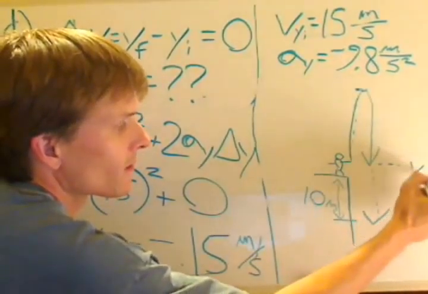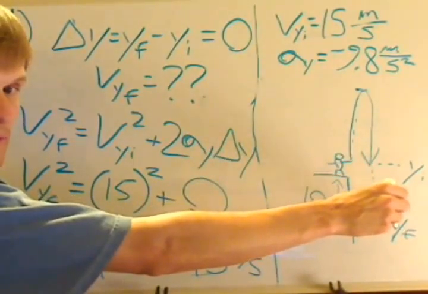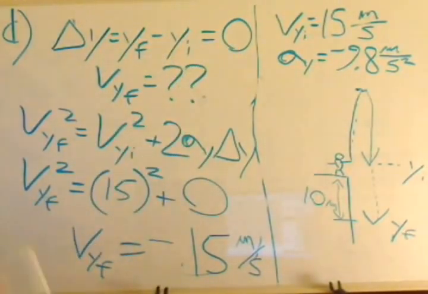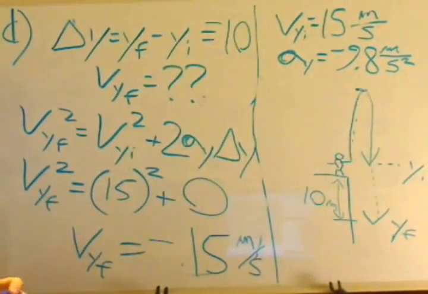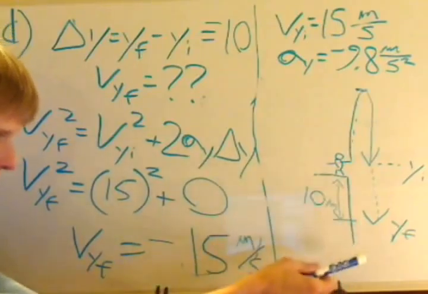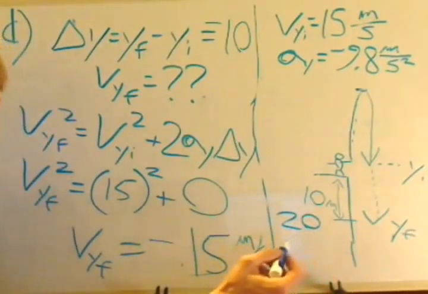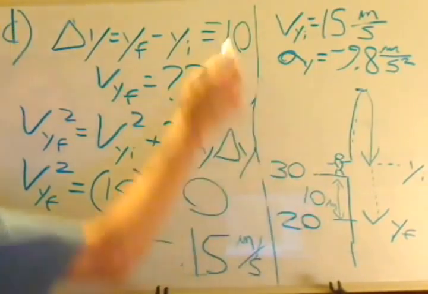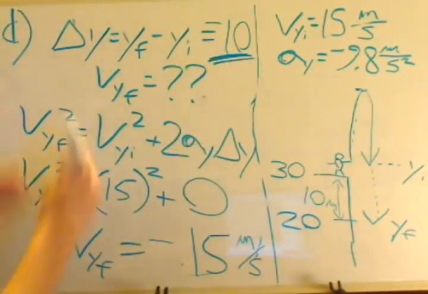is 10 meters below our initial height. So therefore, y final minus y initial is no longer 0. It's minus 10 meters. So if this is, let's say, a height of 20 here, and this was our initial height, that's a height of 30. 20 minus 30 is minus 10. So that's the key difference in this problem from part C. Everything else is exactly the same.